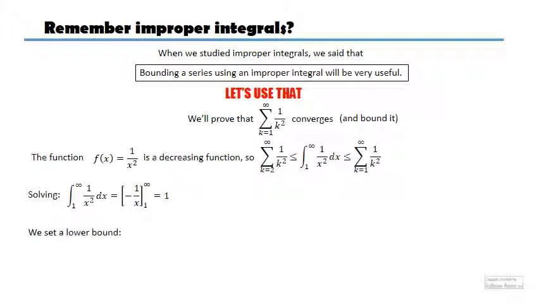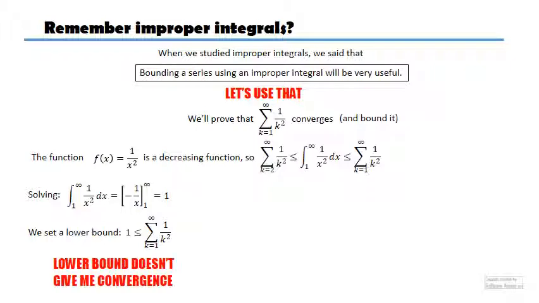The problem with that is that all I'm getting is a lower bound. I'm just going to say 1 is smaller than the sum from 1 to infinity of 1 over k squared. Realize I put a 1 here, so this thing here is bigger than 1. But I'm studying the sum from 1 to infinity, not from 2 to infinity. So just putting a 1 here is giving me a lower bound, but a lower bound doesn't give me convergence, and that's what I'm studying. So how do I do it?